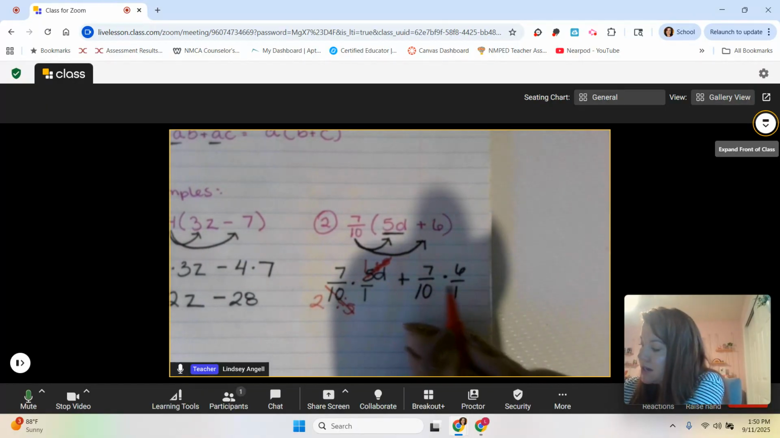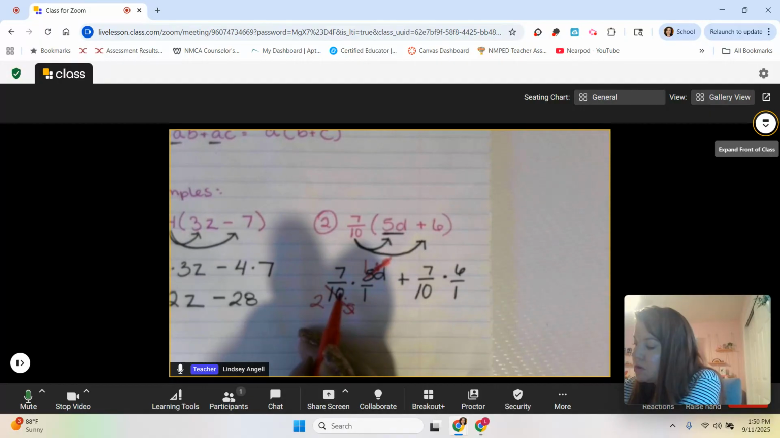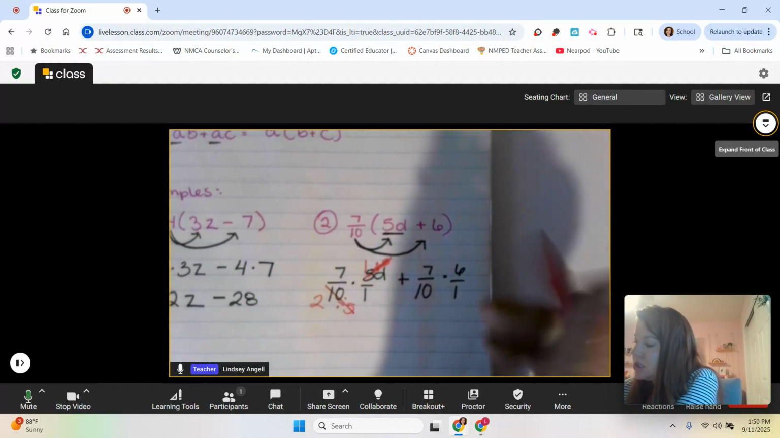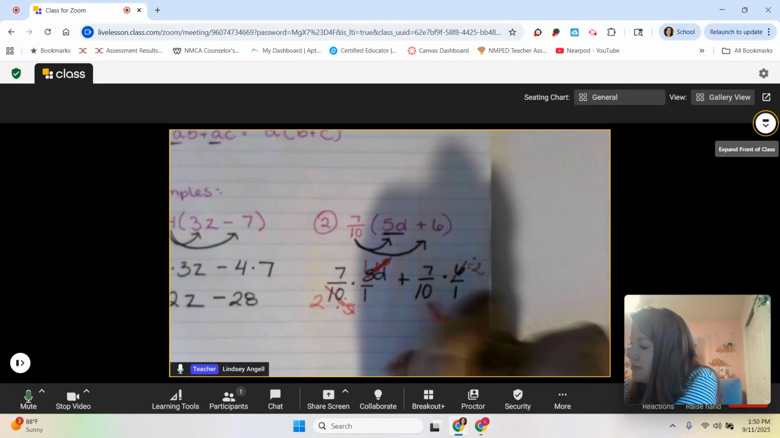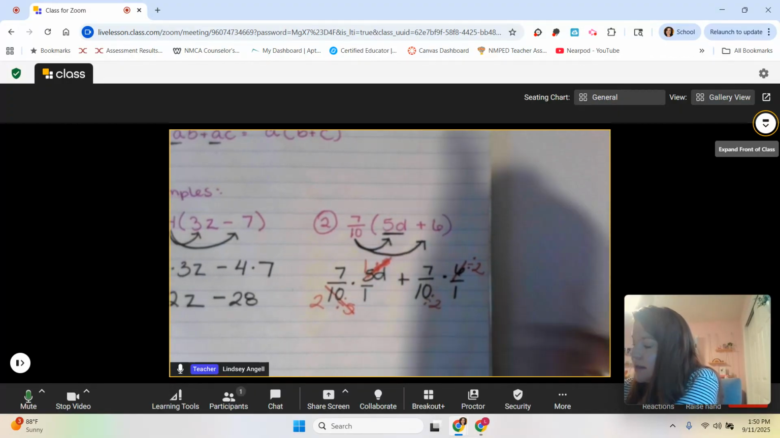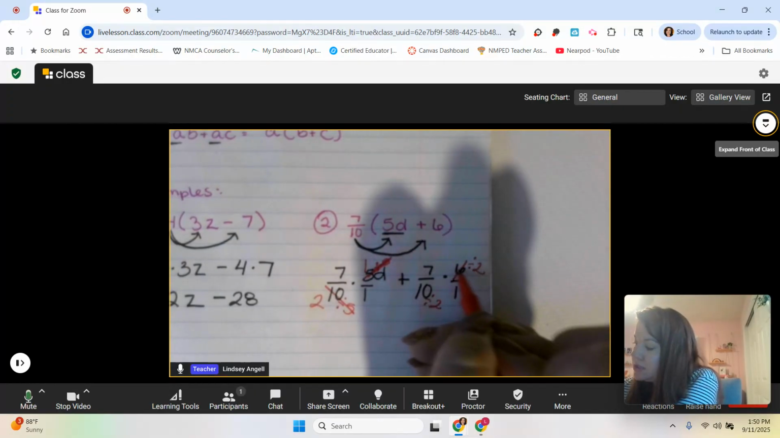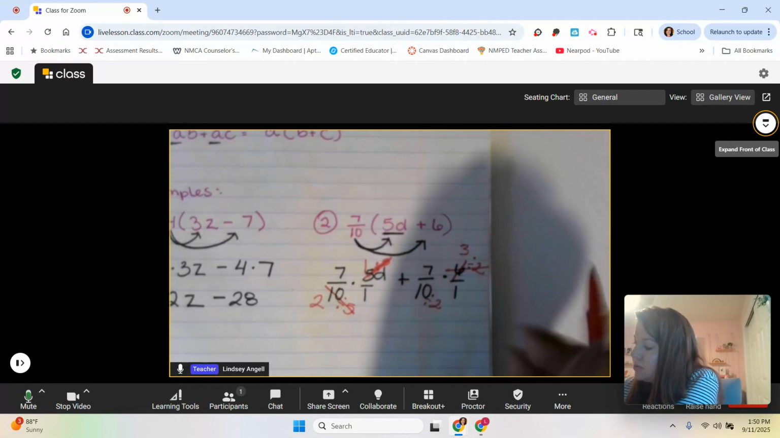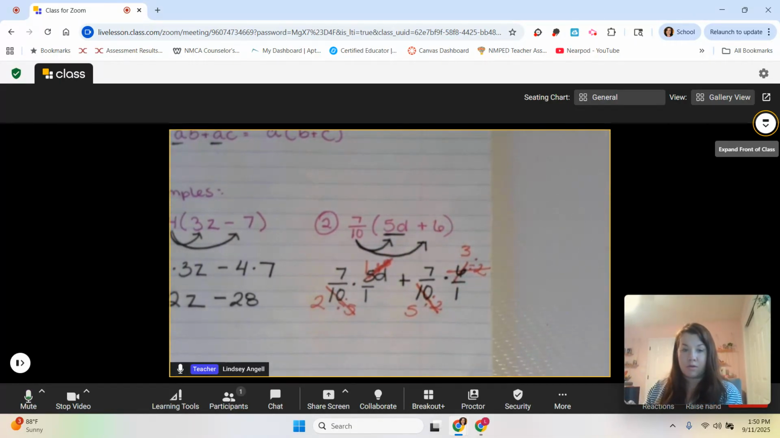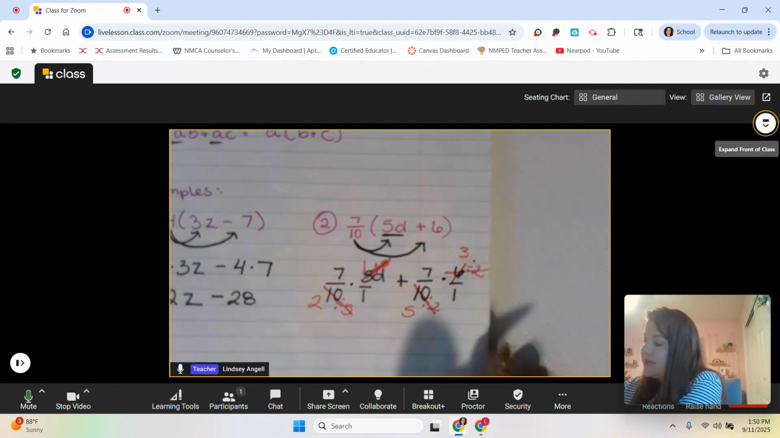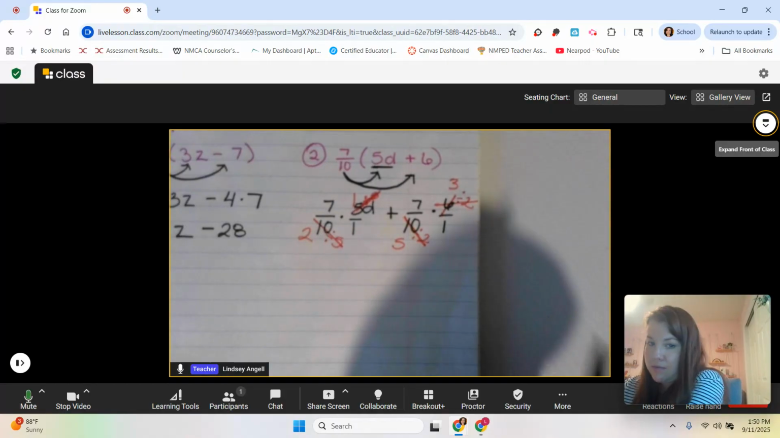Now I can also do that over here. And it's only with the multiplying, right? It's not with the addition that I can do this. But I notice that 6 can be divided by 2, 10 can be divided by 2. So 6 divided by 2 is 3, 10 divided by 2 is 5. Whew, it's a lot of work, right? So with that, now I can rewrite the whole thing.